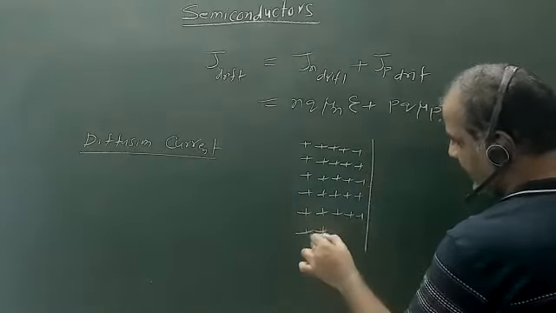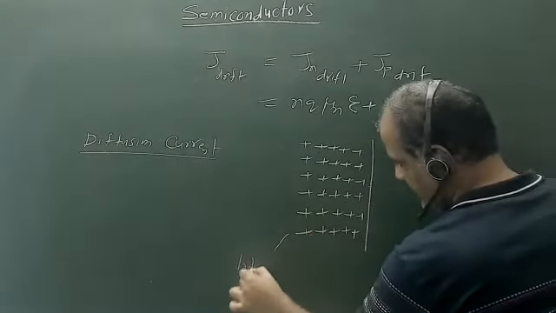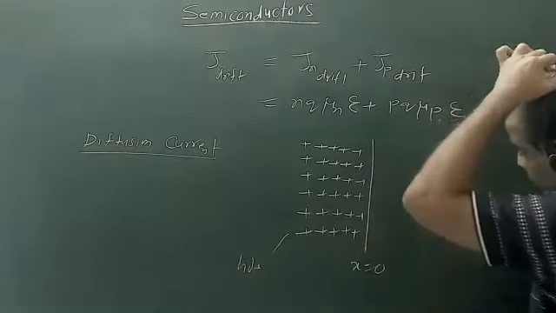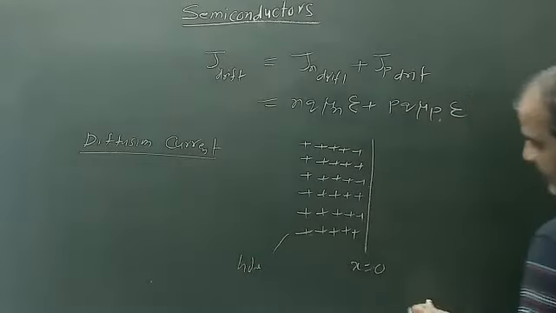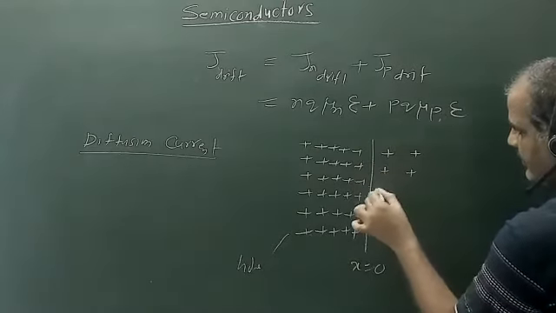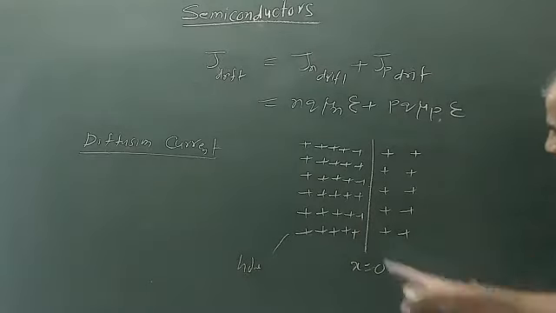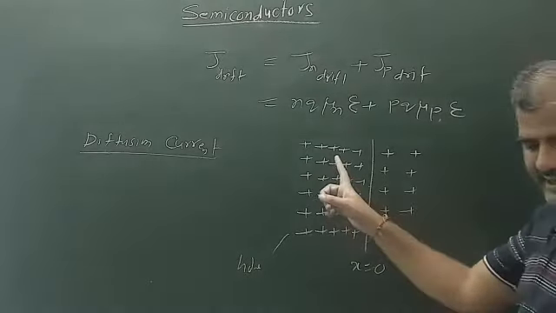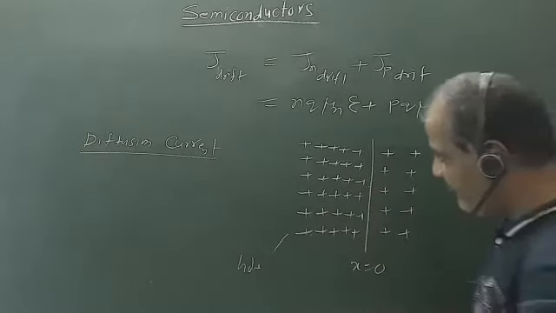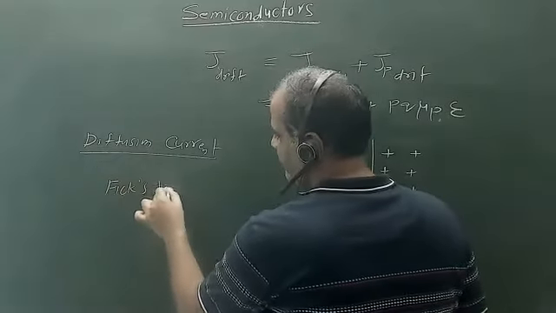Okay, so this is a high concentration region. Here the plus signs represent holes. Say this is x equal to 0, and if I move to the right side of x equal to 0, here the hole concentration is very less. So this will produce a concentration gradient, and this is called Fick's law.